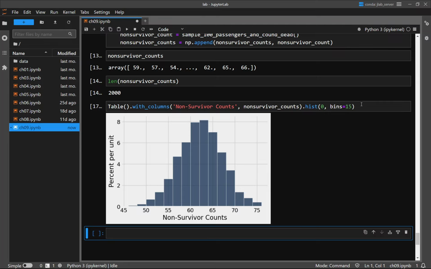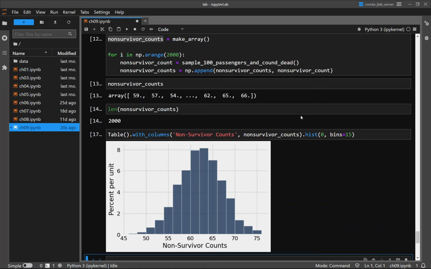And it looks like through this sampling method, I get around, I don't know, 64-ish usually non-survivors. But sometimes we get lucky. There's not a lot of non-survivors. Sometimes we get really unlucky in our samples. There's quite a lot of non-survivors. Are there any questions about how we generated this graph and how we created this?